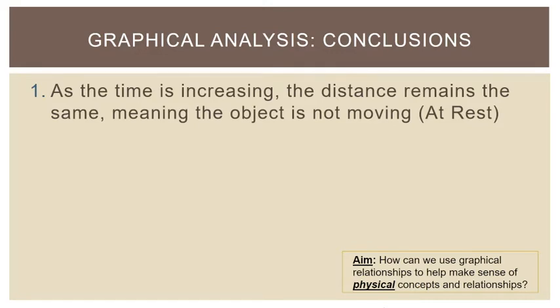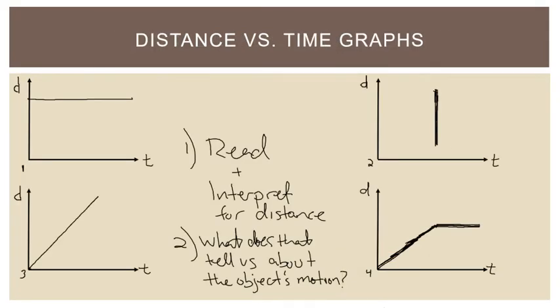Moving on to number 2, and I'm going to go back to this page here. It says for the distance versus time graph for number 2, we have this straight line going up. And so the first question is to read and interpret that for the distance. And remember, all you have to do is say, as the x-axis variable increases, what happens to the y-axis variable? So as the time, and the time is not really increasing, but the distance is. The distance is increasing when no time has passed. What does that tell you about the object?